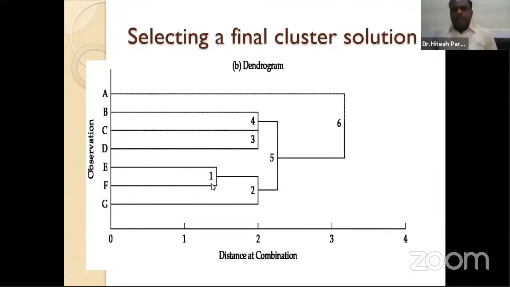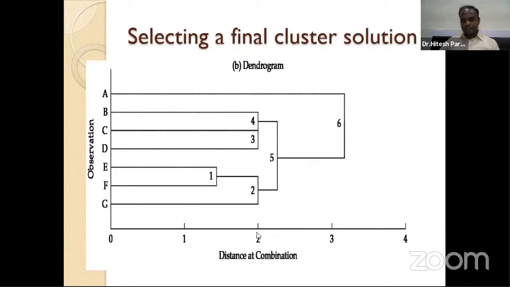So this is a dendrogram. A dendrogram is nothing but the graphical representation of whatever process we have done. You can observe number 1 here. Number 1 is E and F, and then the distance at combination is around 1.4. So at the first step, E and F are combined, right? At a distance of 1.36 or 1.4.